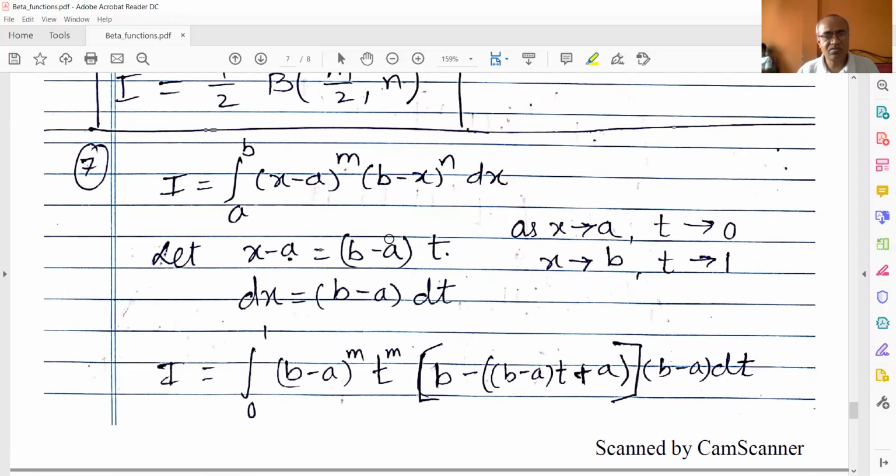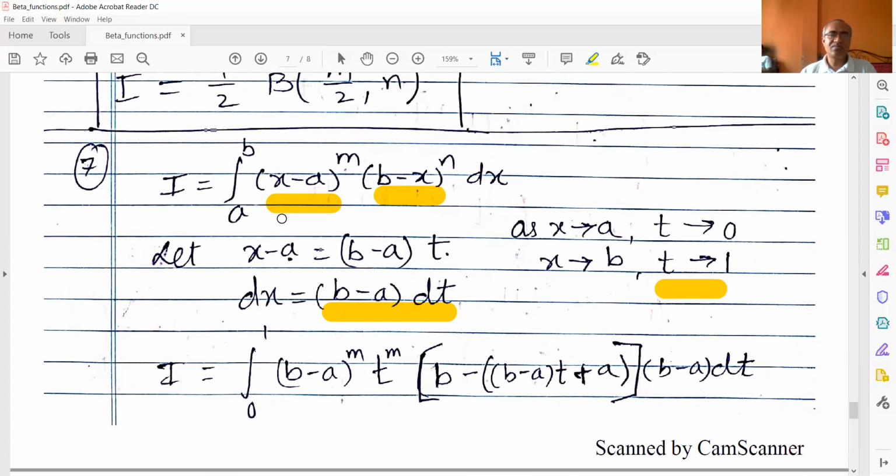Next is a very important example, and of course look at the substitutions over here. Put your attention to the substitutions. Here x minus a and b minus x is the expression, and the limits are from a to b. This x minus a is to be substituted as (b minus a) into t. So here dx will be what? (b minus a) into dt. At the same time, if x is tending to a, the lower limit of x is equal to a, this t will become 0. And as x is tending to b, this t will tend to 1.